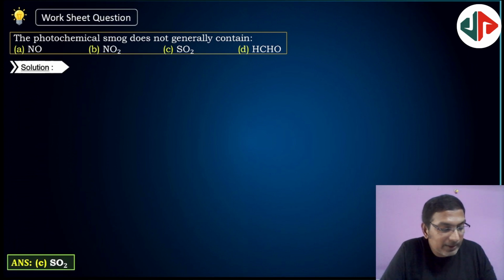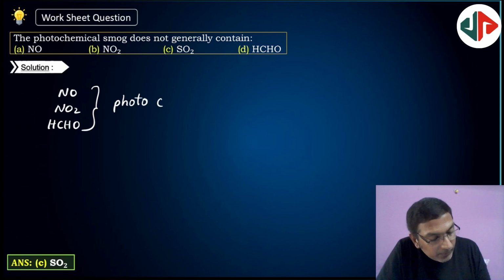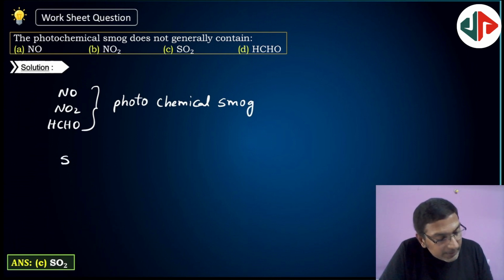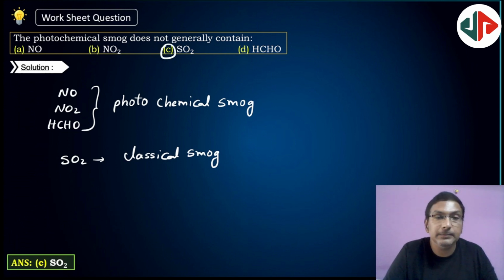The photochemical smog does not generally contain. So NO, NO2 and HCHO are the components of photochemical smog. But SO2 is the component of classical smog. Therefore, SO2. Next.